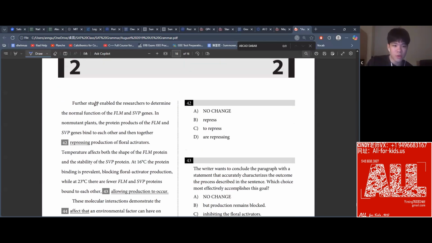Look at number 42. Further study enabled, sorry. Here, in non-mutant plants, the protein products, so I'll just remove the modifier, the protein products and the genes bind to each other, and then together, what do they do together? Together, they repress, right? So they bind and repress, right? Has to be the same, because what do the products do? The products bind, and then the products repress. So once again, this is just very important to get good at identifying subject and verbs, right?